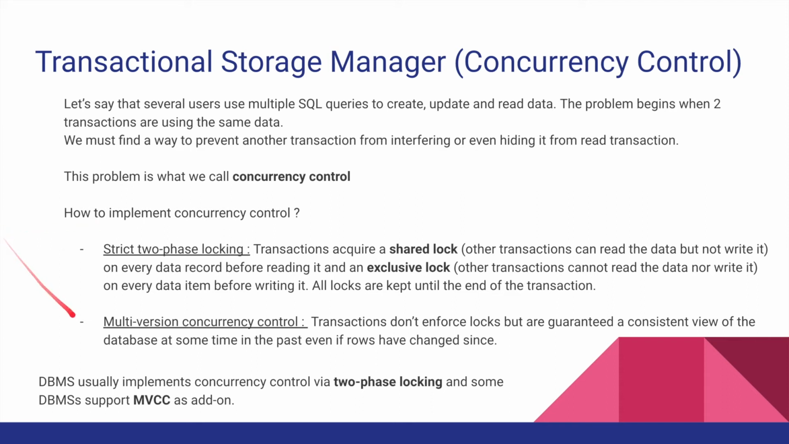And the second way of implementing concurrency control is multi-version concurrency control. In this implementation, transactions don't enforce locks but are guaranteed a consistent view of the database at some time in the past, even if rows have changed since. In practice, DBMSs usually implement concurrency control via two-phase locking, the first option right there, and some DBMSs support multi-version concurrency control as an add-on.